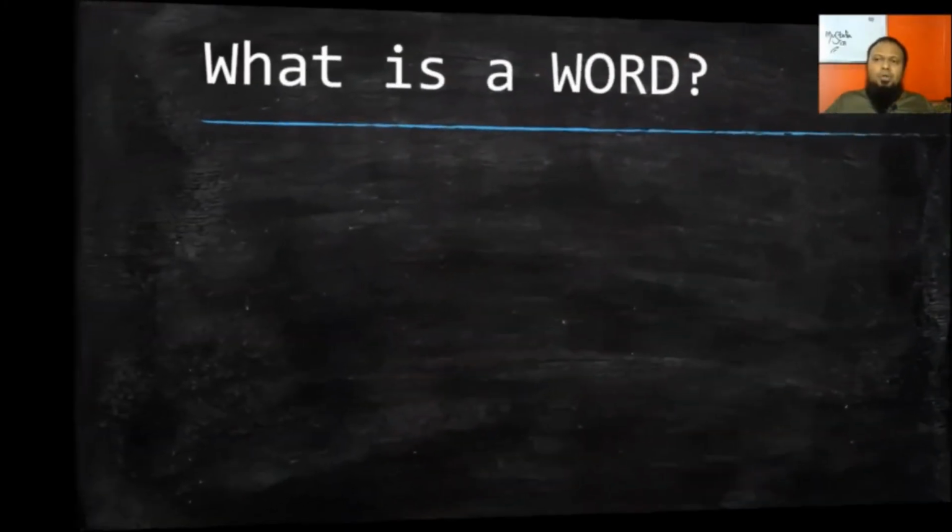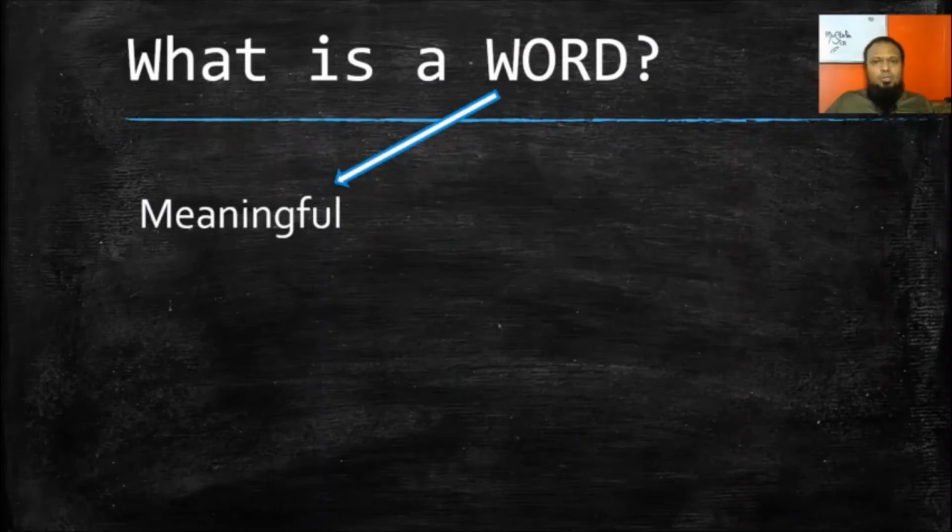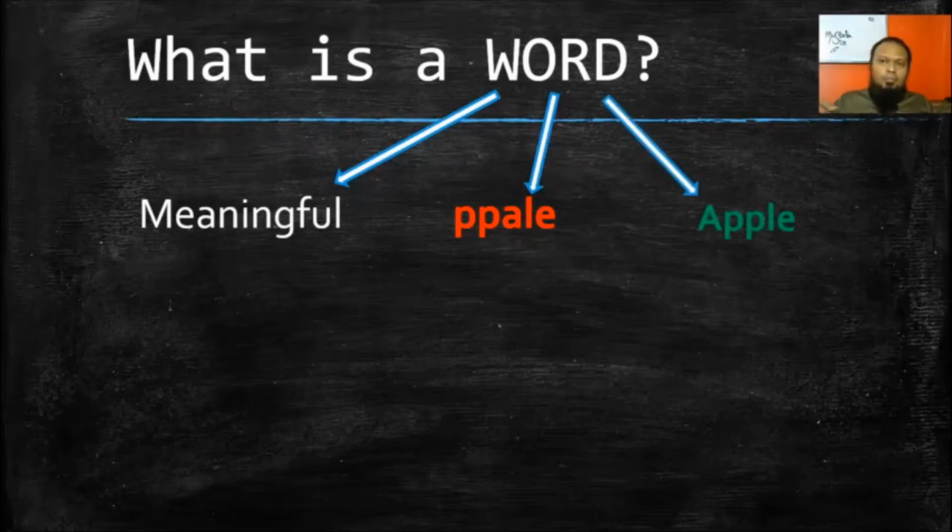Okay, so what is a word? It comes first. A word should be meaningful, definitely, like PPALE. We don't understand the meaning. We cannot visualize something like PPALE, right? So when we write apple, APPLE, we get a totally good picture of apple. It is connected with our previous experience. Okay, it pokes our previous experience.